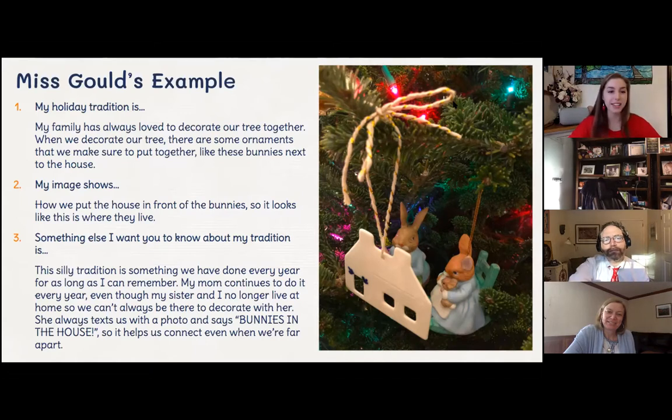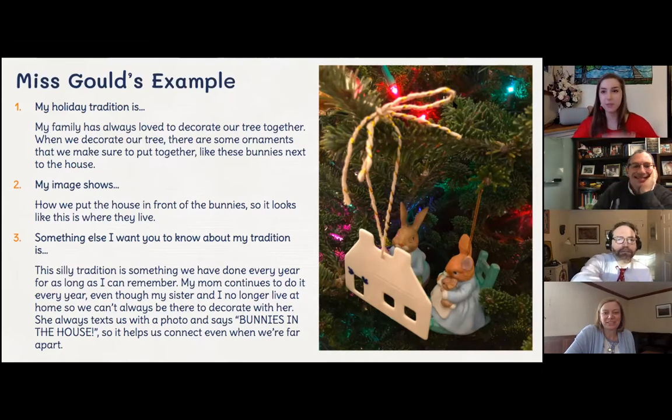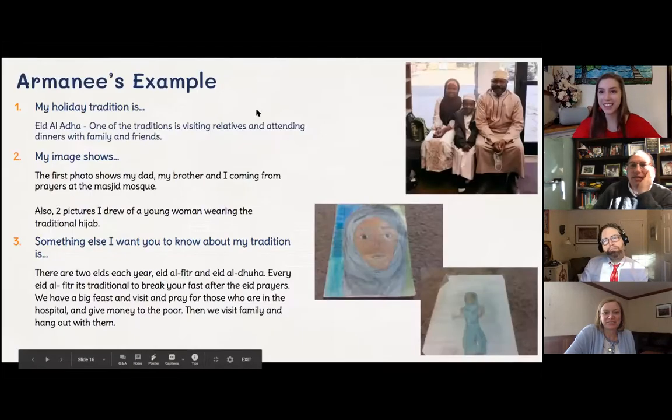But she'll always send us a text with a photo that says bunnies in the house, so we know that she's done that, and it helps keep us connected during this time of year. And it kind of signals that our holiday season has started. So these ornaments mean a lot to me. The bunnies in the house. Yep.